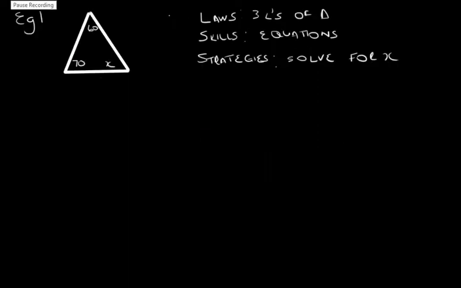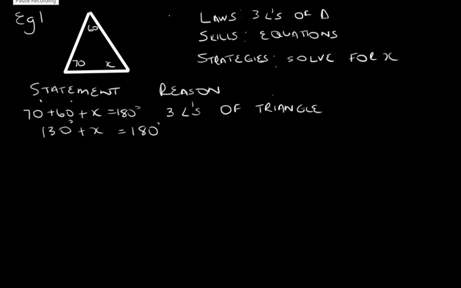So let's look at this example. In our previous videos, we spoke about laws, skills, and strategies. So in this case, the law that we need is to be able to apply the 3 angles of a triangle and know that they add up to 180 degrees. Skills, what additional skills do we need? We need to know how to solve for x, in other words, we need to do equations, and then the strategy is for us to actually solve for x. So we need to get the x alone.